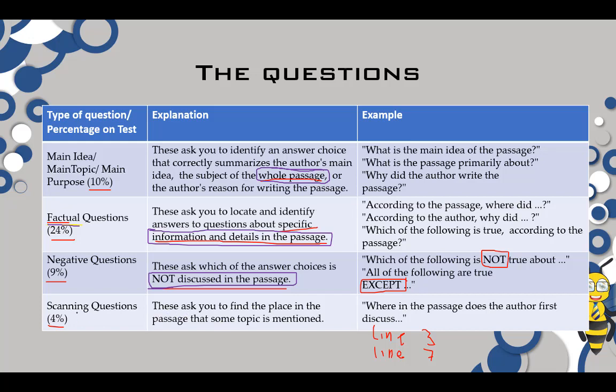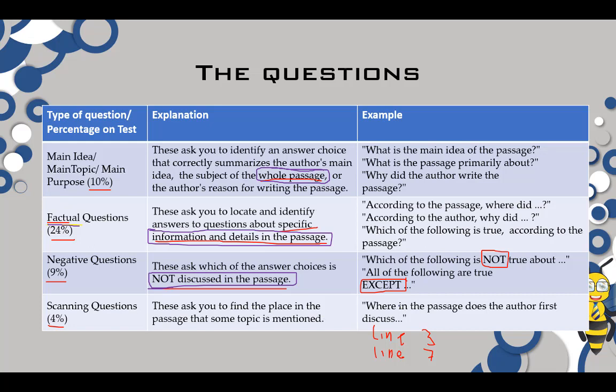And finally, scanning questions. In this case, scanning is like when you are reading a dictionary. You're not reading all the words, you're just looking for a word. So they are going to ask you, for example, in which line of the exam, of the lecture, the author mentioned this.